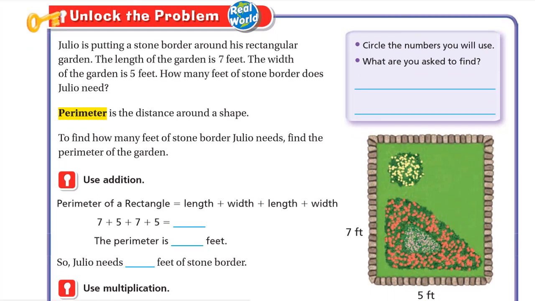So let's unlock the problem. Julio is putting a stone border around his rectangular garden. The length of the garden is 7 feet. The width of the garden is 5 feet. How many feet of stone border does Julio need? Circle the numbers you will use. We will use the 7 feet and the 5 feet. We need the length and width of the garden.